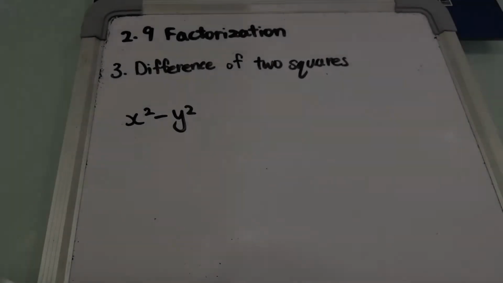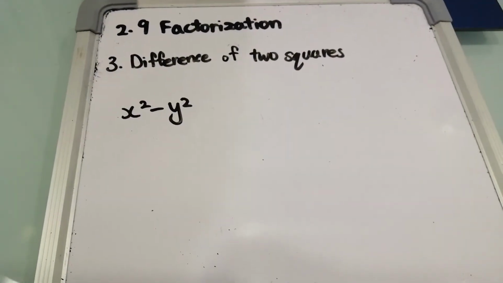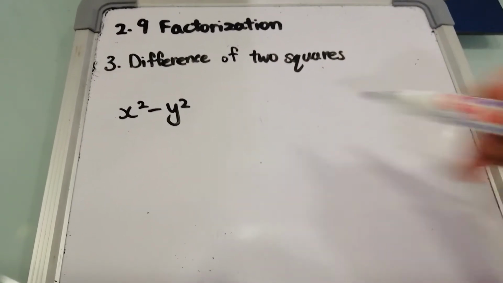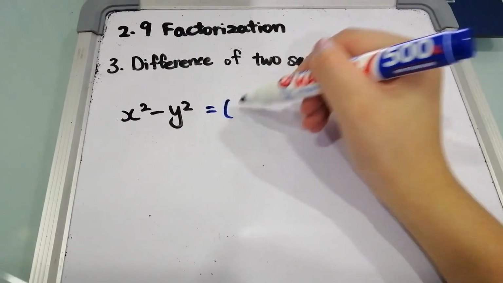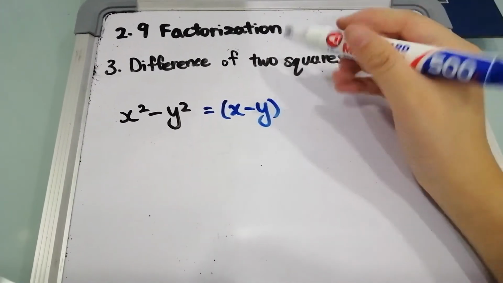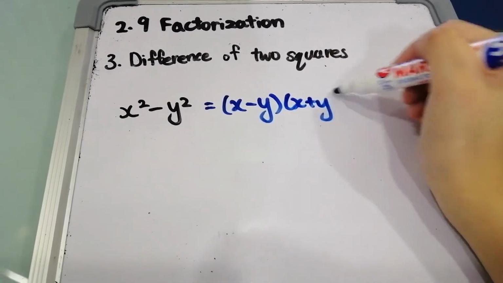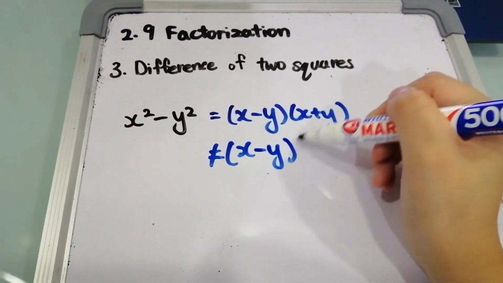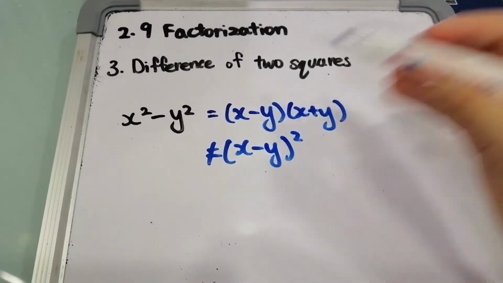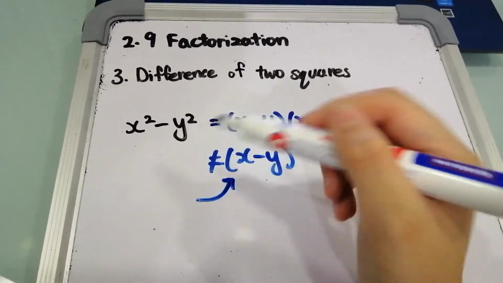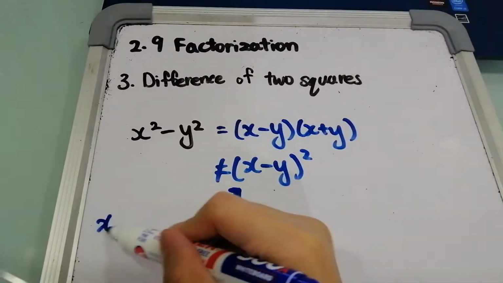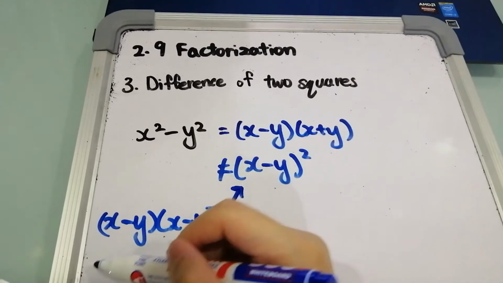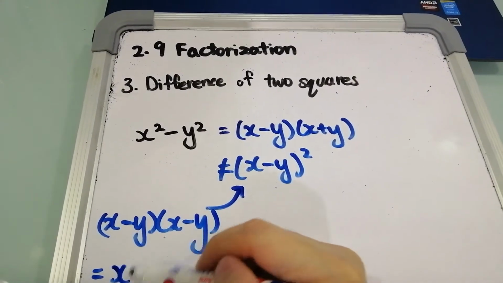So we'll go into the difference of two squares. Our example is x squared minus y squared. So x squared minus y squared equals x minus y and x plus y, but not equal to x minus y squared. Because see this expression, it will be expanded to this and then this.